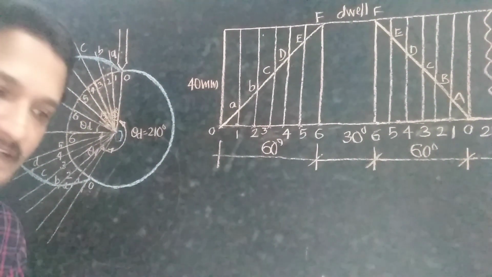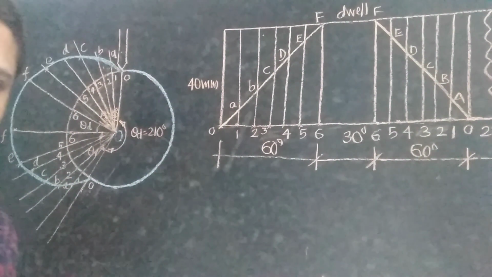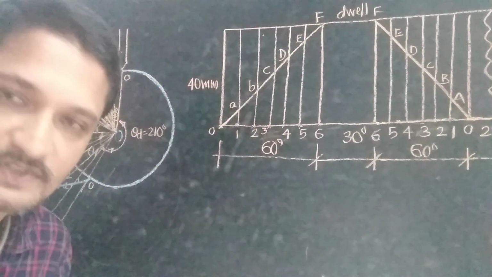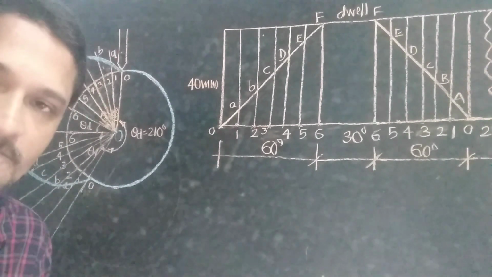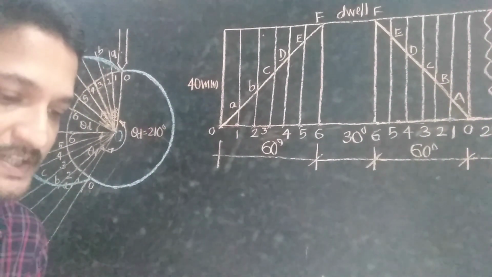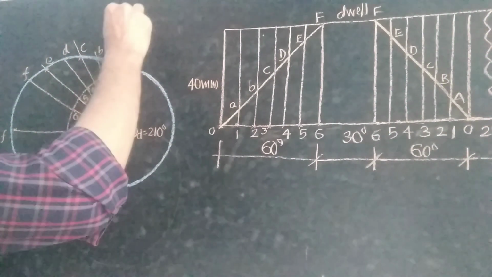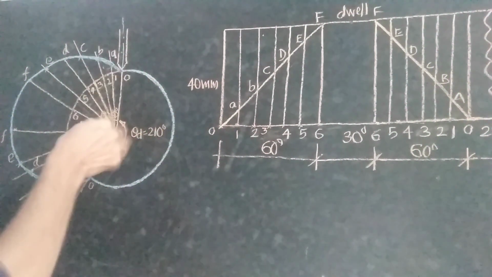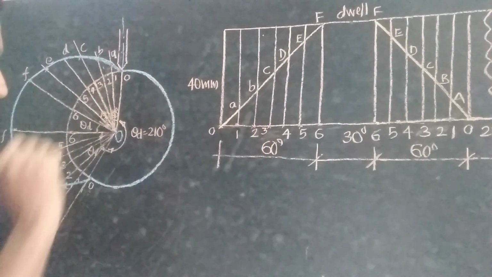Then we completed the first part of the question, and this is the final answer of the first part of the question. Here the axis of the follower passes through the axis of the camshaft. This is the axis of the follower, the knife edge follower, passing through the axis of the camshaft. Here, the axis of the camshaft passes through this point O.